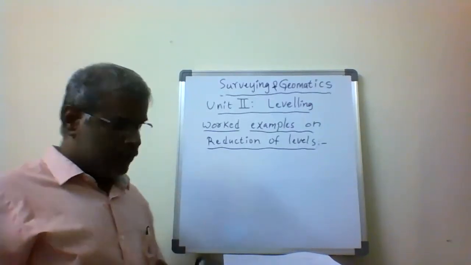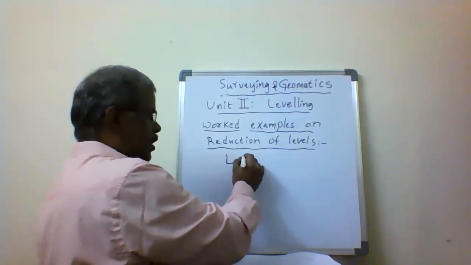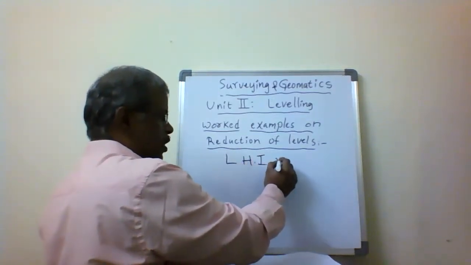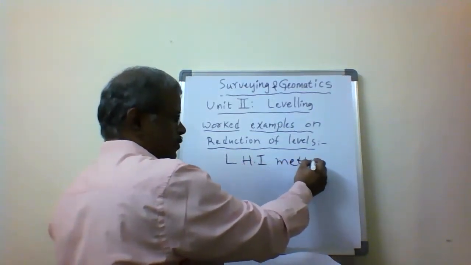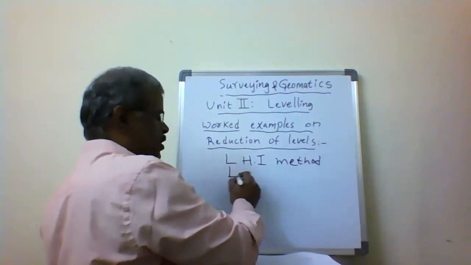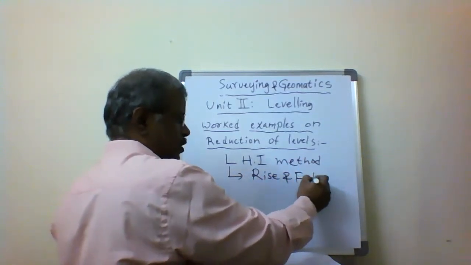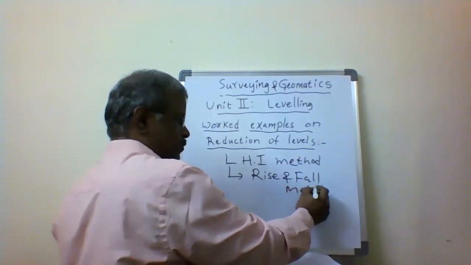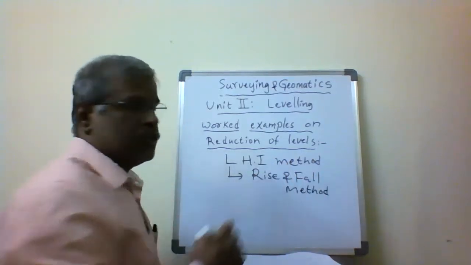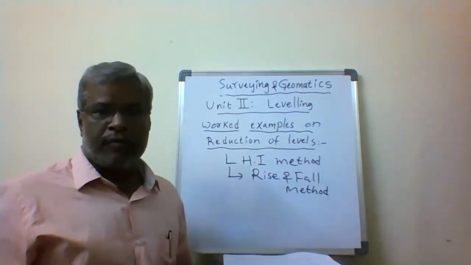There are two methods available in this. One is called the height of instrument method, which is called the HI method, and the second method is called the rise and fall method. There are two methods available.